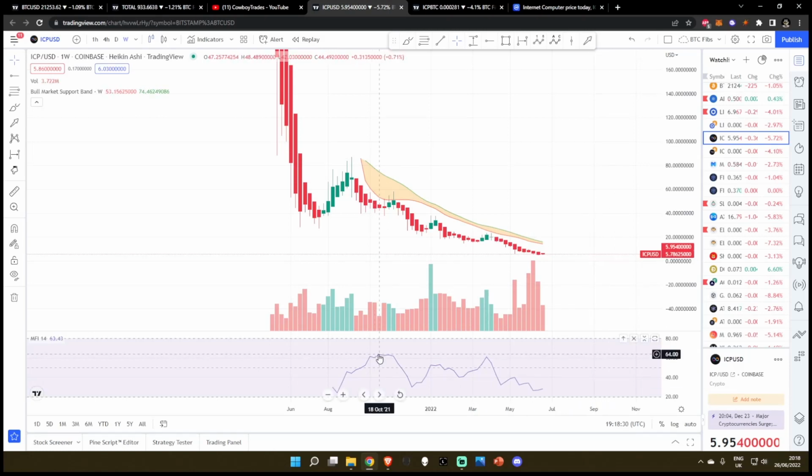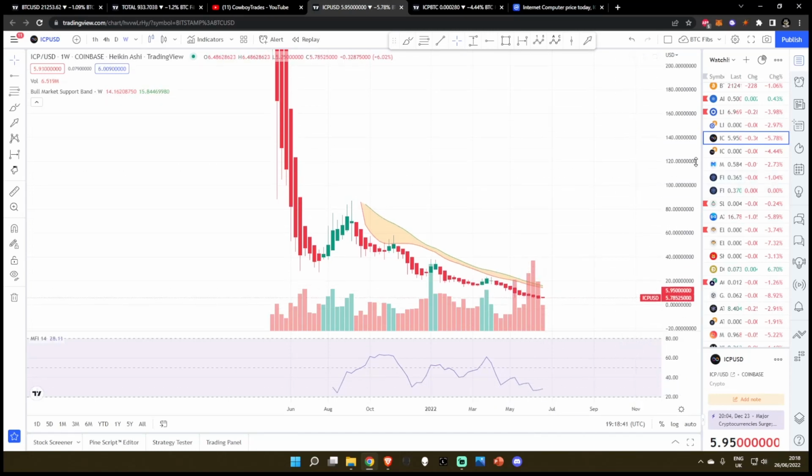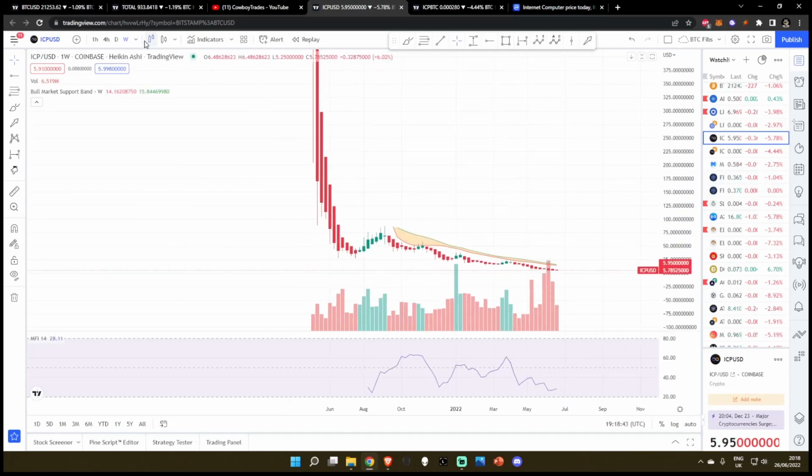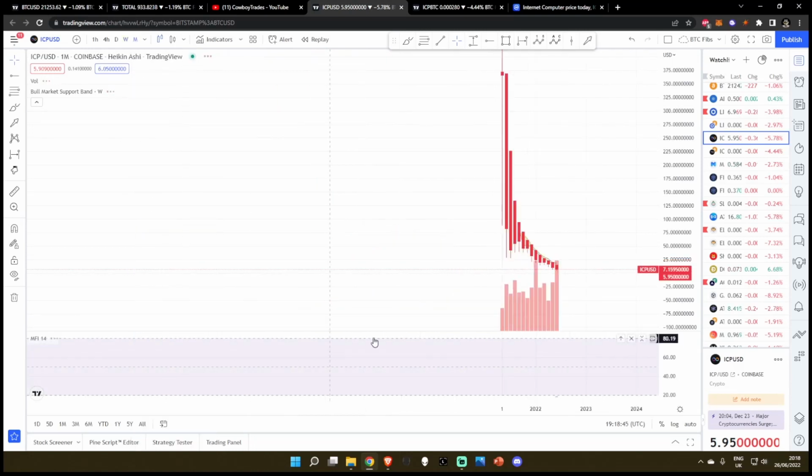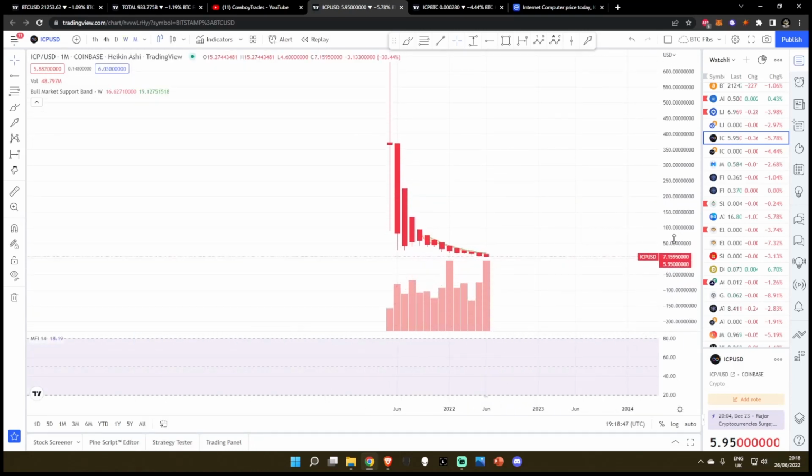Looking at the money flow indicator, this is a good indicator of how much money is flowing into the market. And as you can see, you've got your all-time high, lower high, lower high, lower high, lower high. This is just exponentially capitulating down to the downside. Now, this gets interesting when you switch over to the monthly time frame. This is probably not a sight to be seen if you are holding ICP.